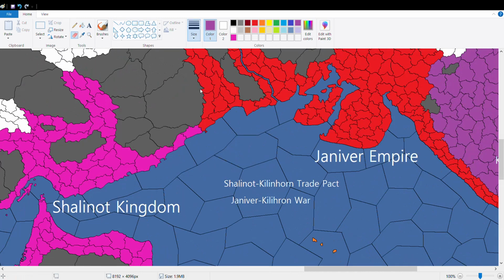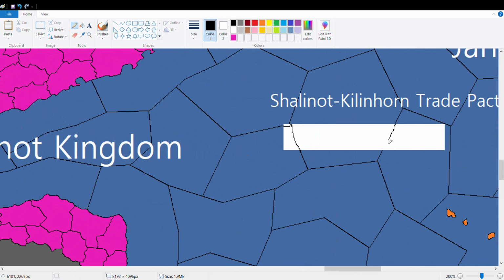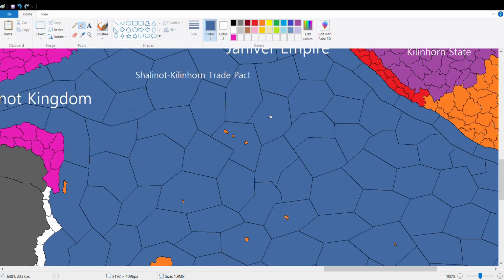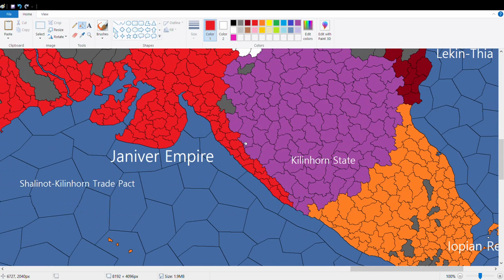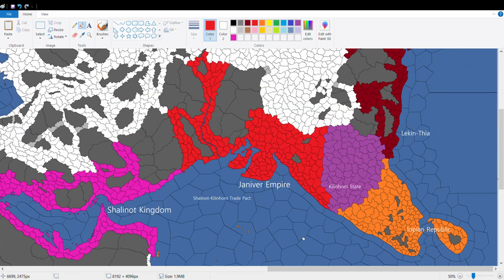But yeah, so the Genevieve Kilohorn War has just ended, with the Genevieve and the Kilohorn signing a white peace, and the Genevieve taking their land back and some of the Kilohorn's land because they were the victors, and the Kilohorn managing to retain a port to trade with Shalinyat.